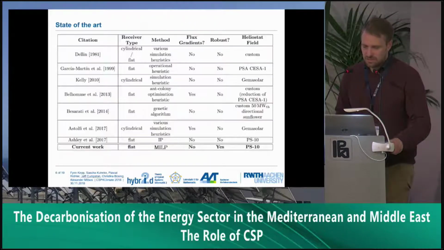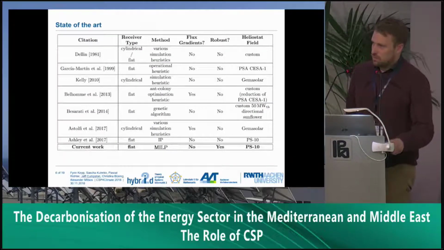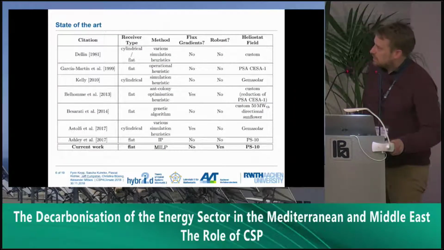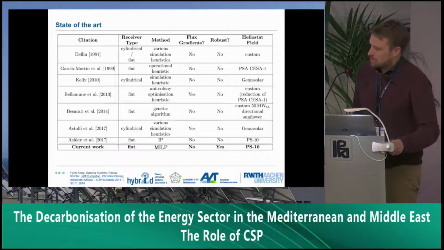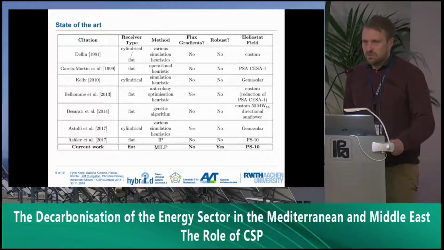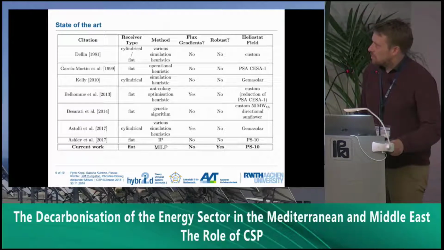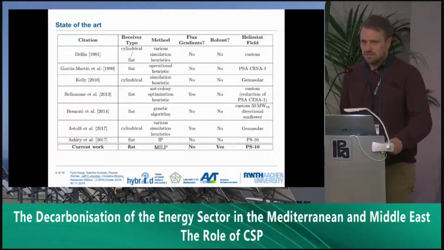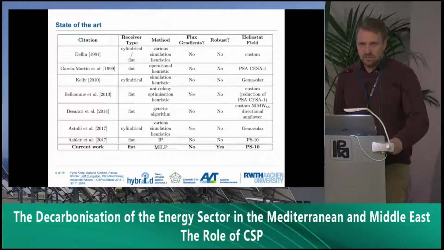So the state of the art in terms of flux distribution, aim point optimization, is summarized here in a table. We see it goes back all the way to the 80s with the Dellin citation at the top there, which was some heuristics for determining aim points within a software package. And we have about 6 citations there that use anything from operational heuristics to simulation heuristics that attempt to optimize the aim point distribution.